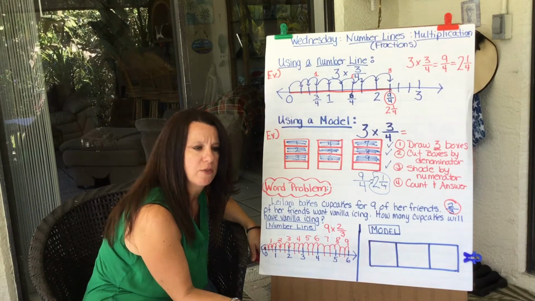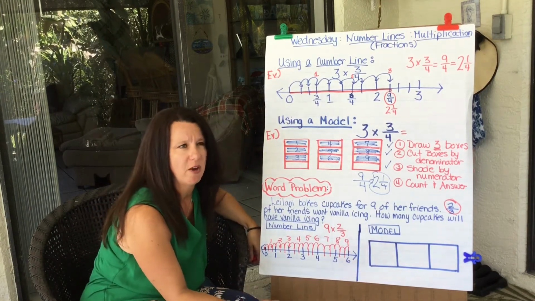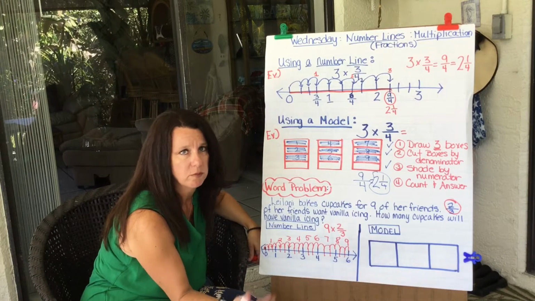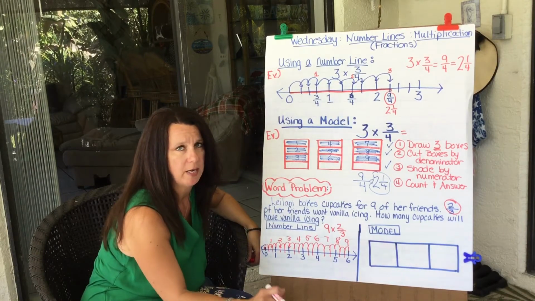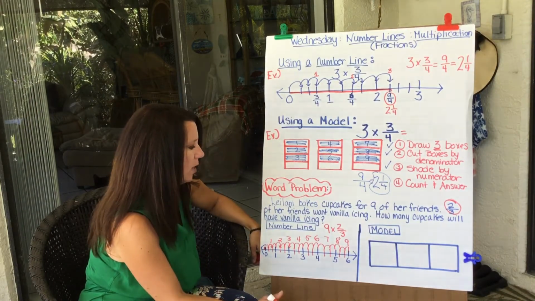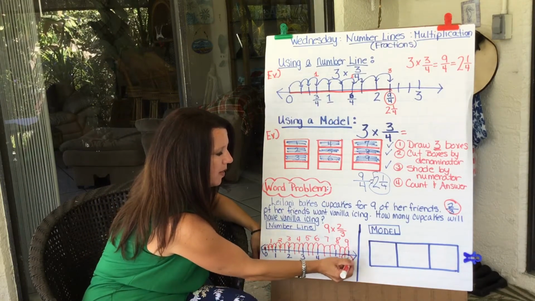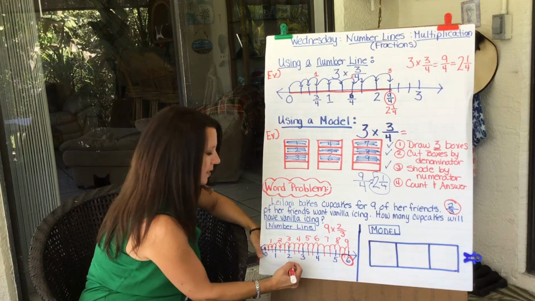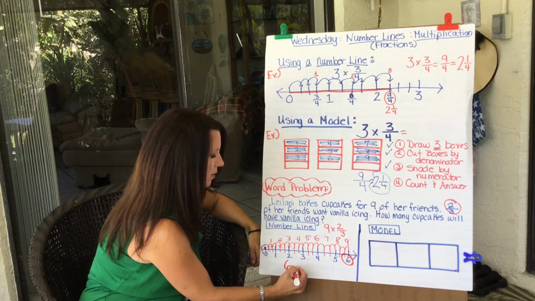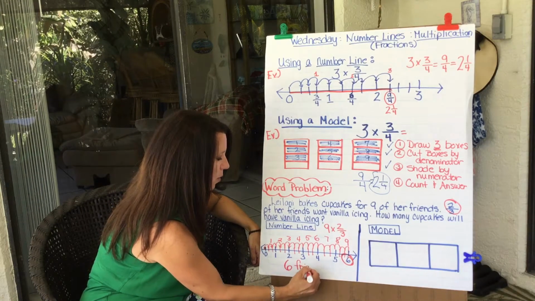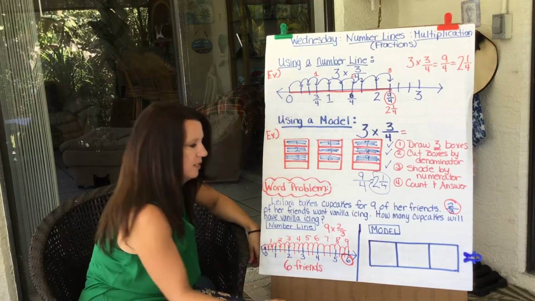Sometimes that might be easy if you're just doing smaller numbers, but if we had larger numbers, that'd be a lot of jump counting, skip counting, right? All right, so 9 times 2/3 shows me that I'm going to end up with the number 6. So that tells me 6 of her friends will want it to be iced.